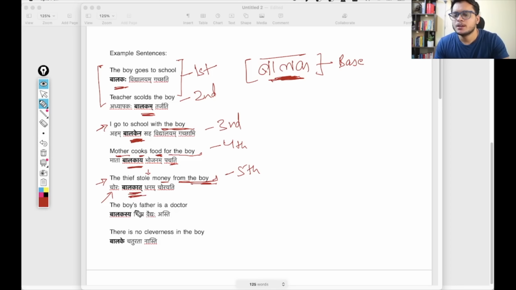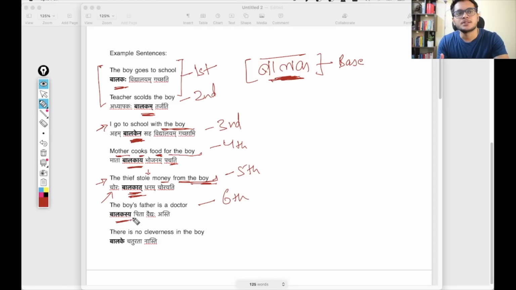Moving on. Boy's father is a doctor. So this sentence you can already understand, boy's father is a doctor. Balakasya pita Vaidyah asti. Vaidya means doctor. So whenever you want to show a relationship, whenever you want to show position or relation, that these things belong to whom, whenever you want to show such relationship or position, you use sixth case. And under sixth case, Balak changes into Balakasya.